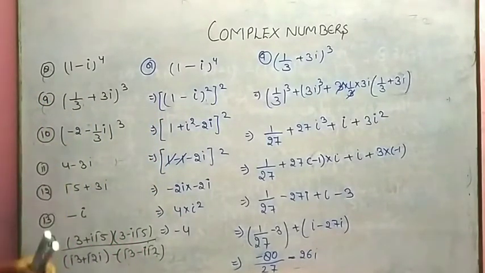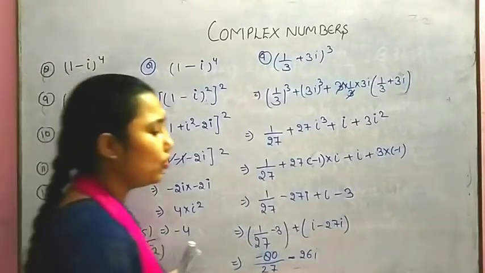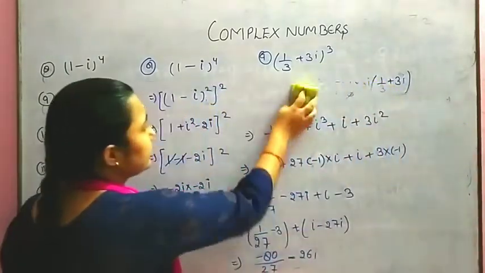Now come to the next, (minus 2 minus 1/3 i) whole cube. What we get?